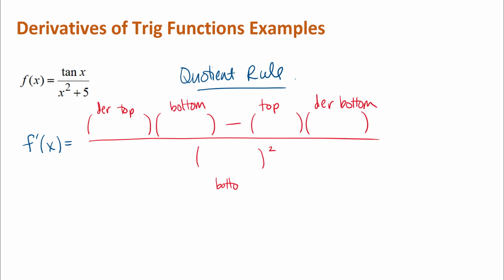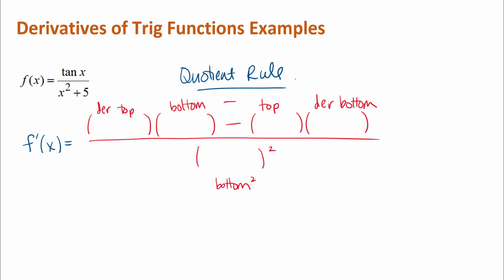Bottom squared. Okay, so I just made some little notes to myself here, and then I'm just going to now worry about the individual derivatives and fill those in. But the notes that I made to myself in red there are really just trying to remember quotient rule as the structure for the problem, and then we'll fill in the details with the derivatives that we know.